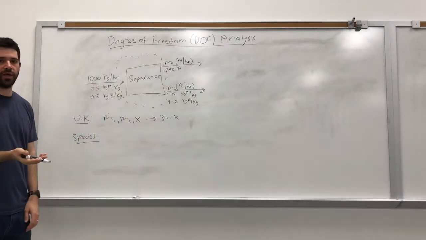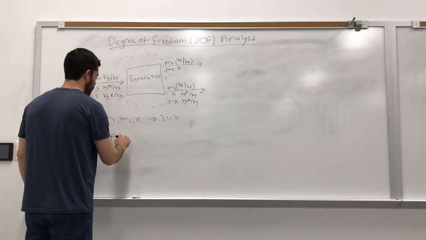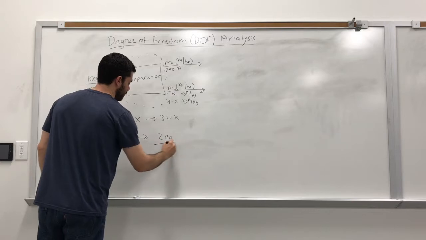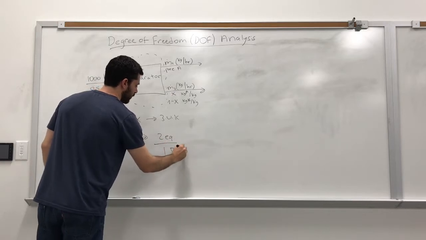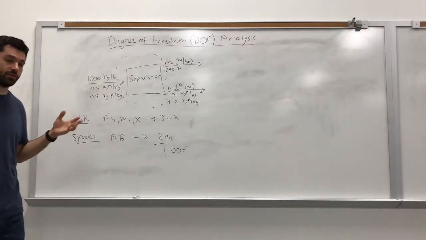And again, we only have 2 species, right? We have A and B. So 2 equations, 1 degree of freedom, and you'll find that you won't be able to solve this problem, right? It's underspecified.